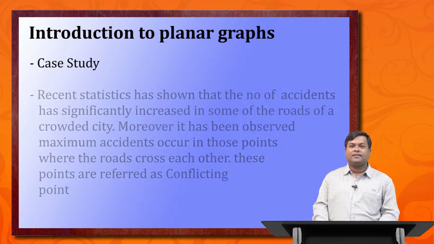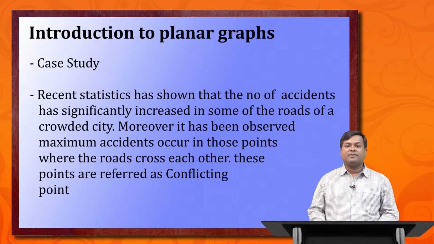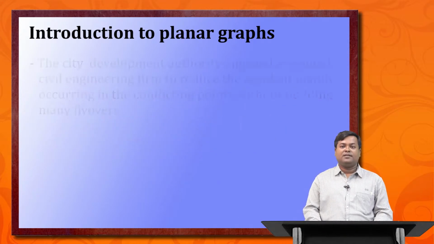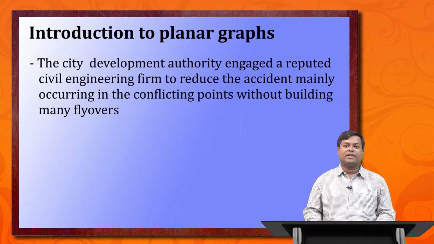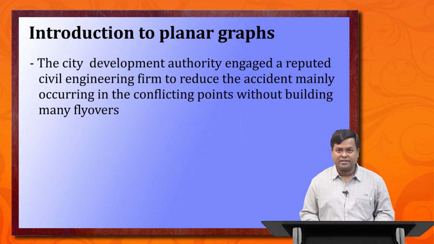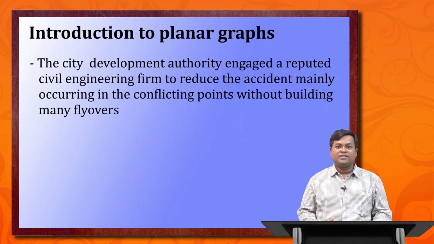The case study is: recent statistics have shown that the number of accidents has significantly increased on some of the roads of a crowded city. Moreover, it has been observed that maximum accidents occur at those points where the roads cross each other. These points are referred to as conflicting points. The City Development Authority engaged a reputed civil engineering firm to reduce the accidents mainly occurring at the conflicting points without building many more flyovers. Now this is the problem statement, and the engineering firm needs to resolve that issue.